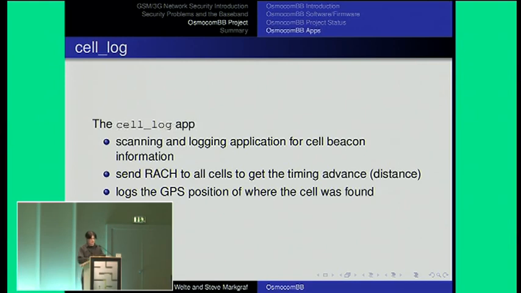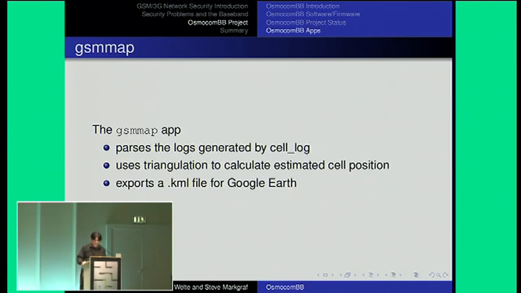And then, if you connect a GPS receiver, you can get all this information. And there is a second program called GSM Map that then parses those logs and uses triangulation to calculate the estimated cell position and generates KML files that you can use with Google Earth.